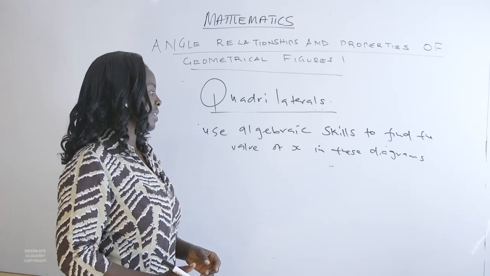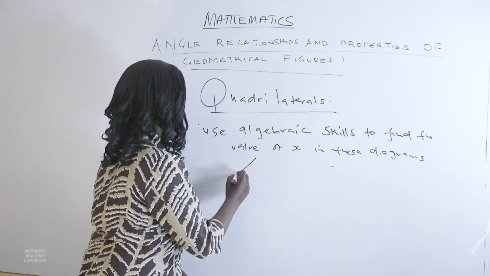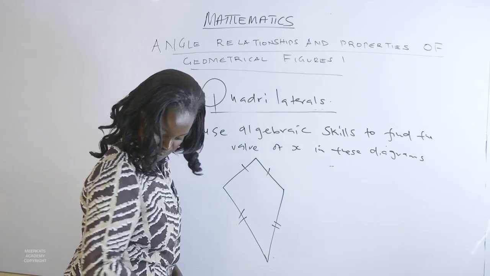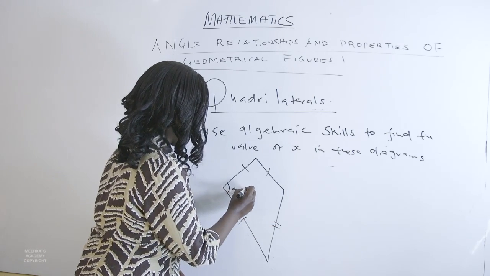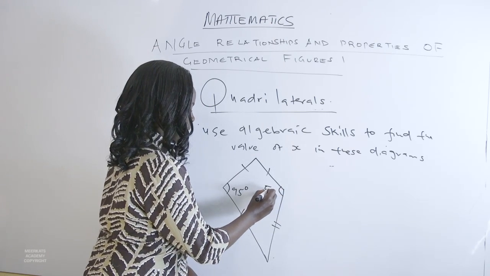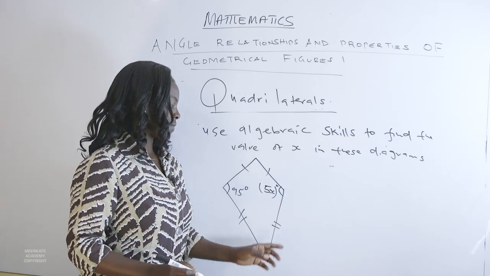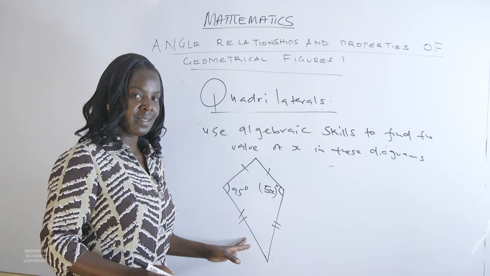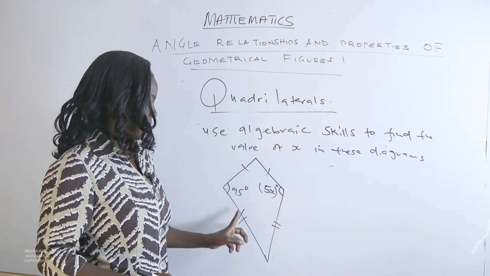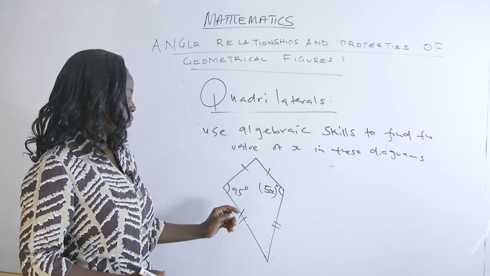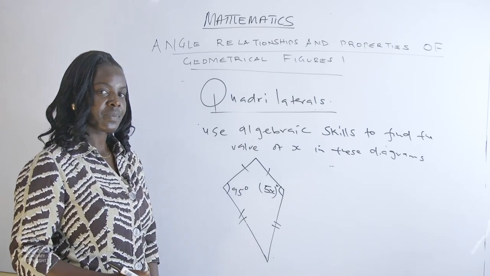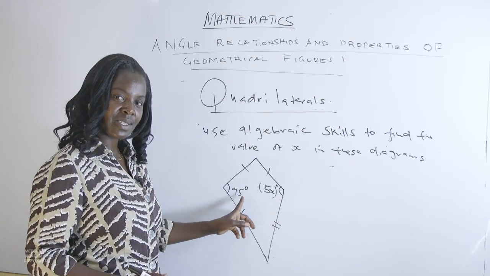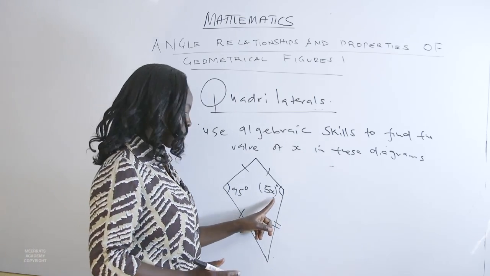So use algebraic skills to find the value of x in the following diagrams. So we have this figure here. Let us try to identify what figure this is. You realize it is a kite because we have two sides being equal. We are told this is 95 degrees and this is 5x. You use algebraic skills to find the value of x. So what do you notice? We said these two angles of a kite are normally equal.